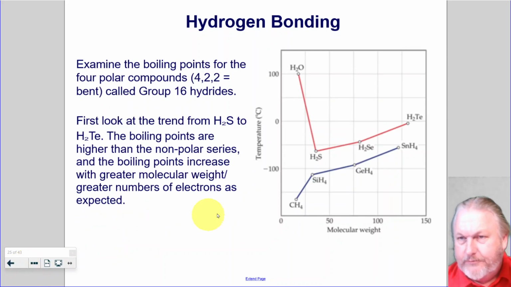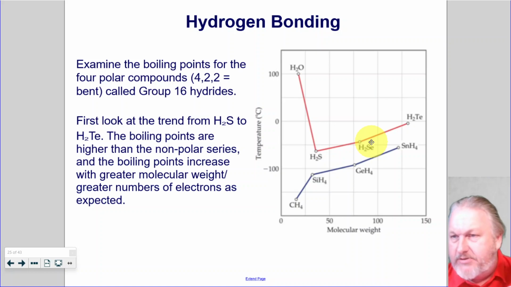Now, these are the group 16 hydrides. These are polar compounds: H2O, H2S, H2Se, H2Te. If we go from H2S to H2Te, the boiling points are higher than the nonpolar series. See the difference? This makes sense. And then the boiling points increase with the greater molecular weight or the greater number of electrons. That's expected. But we have an anomaly.